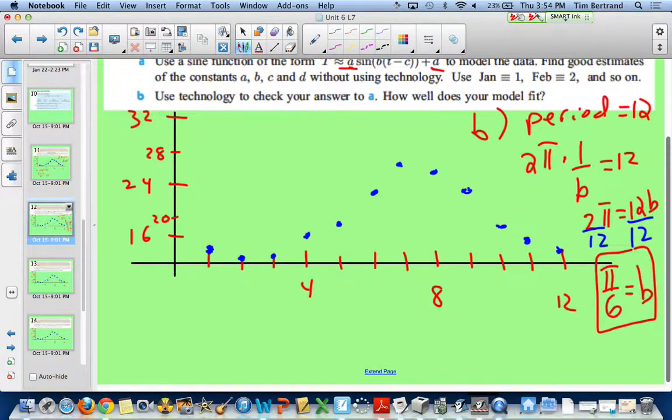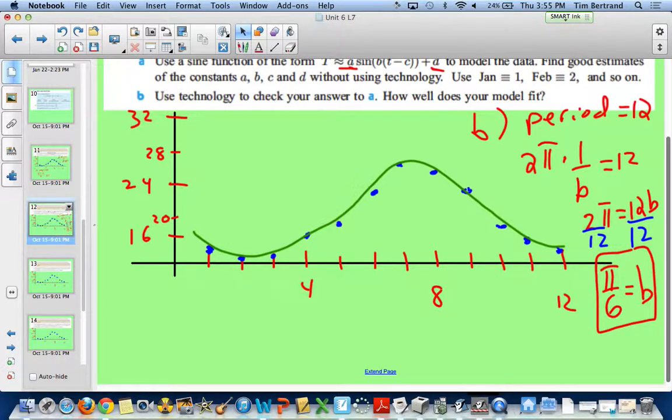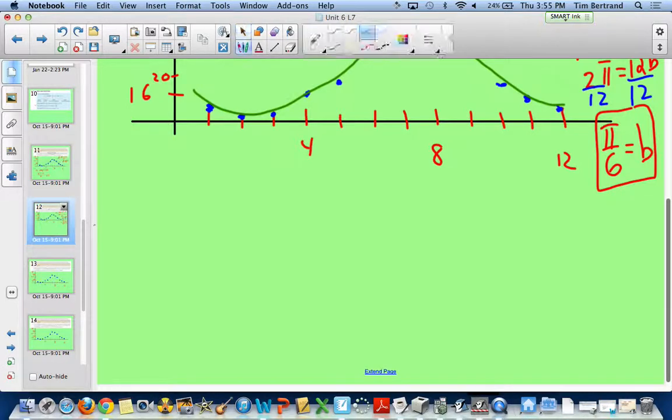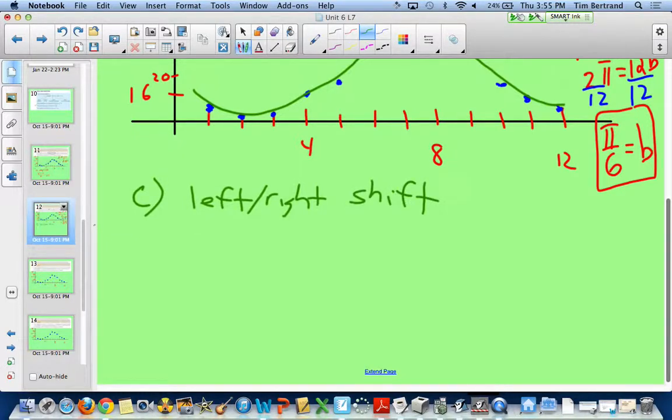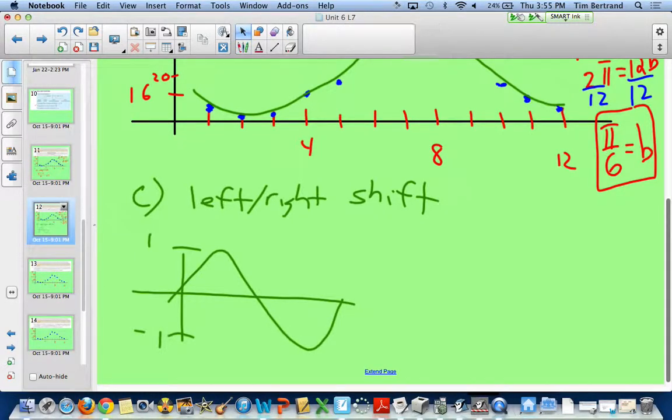And so the last piece we have to do is to figure out how this is shifted left and right. I'm working on letter C. Letter C is the left to right shift or translation. Our normal sine curve goes between 1 and -1, and it starts going up, and it comes back down, and it goes back up like this. And notice the old median line, or mean, was at 0. That's how we did vertical translation.